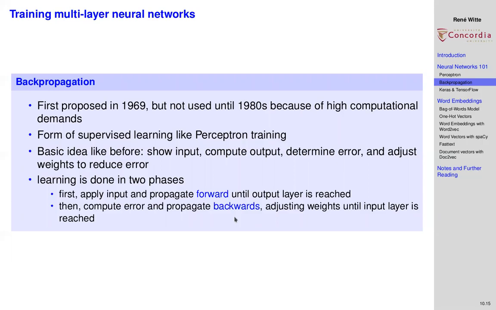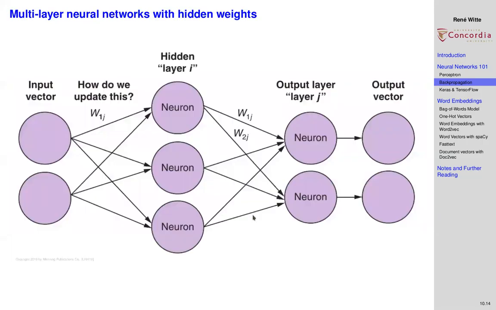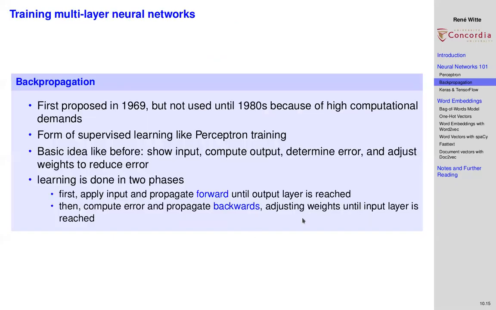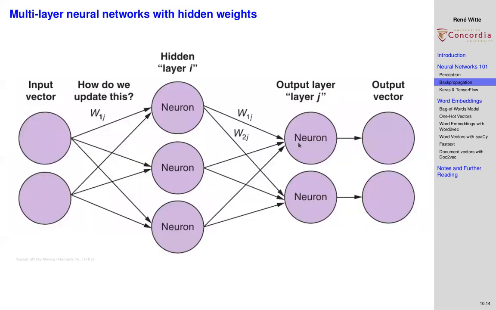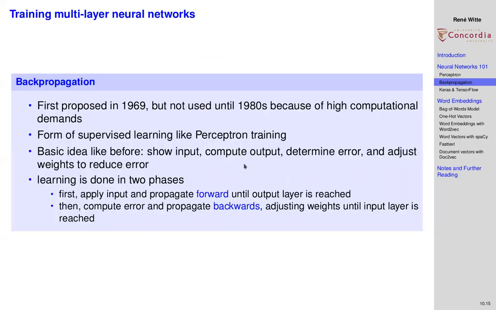And now there is a backward step. This is where the backpropagation comes in. So at the output layer, we compute the error, and then I'll show you how this is done. And then we adjust the weights backwards. So we first adjust the weights here, and then we adjust the weights there until we come back to the input layer.